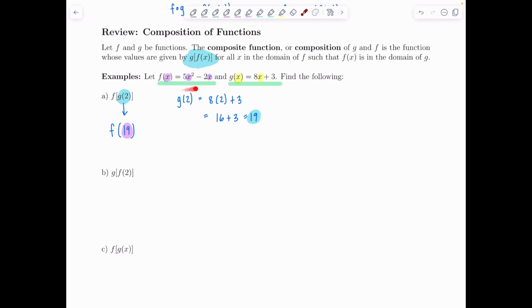So I come to f of x, substitute in 19 for x. So then this is just going to be 5 times 19 squared minus 2 times 19. I have 1,767 written down, but allow me to check right now because we don't want to have a whoopsie daisy. Yes, beautiful. 1,767. Good?